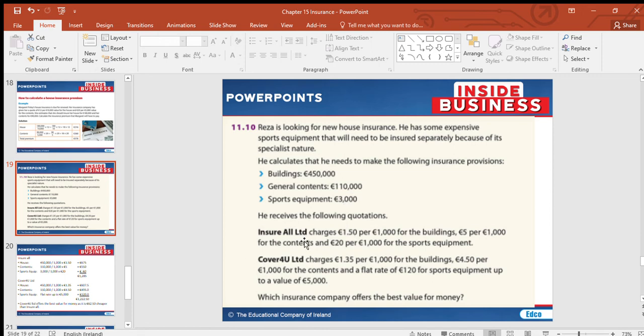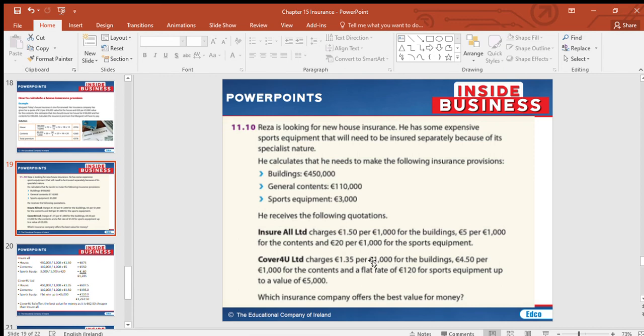So he receives two different valuations, one from Insure for All, and the other from Cover for You. Insure All charges €50 per €1,000 for the building, €5 per 1,000 for the contents, and €20 per 1,000 for the sports equipment. Cover for You charges €35 per 1,000 for the buildings, €450 for the contents per 1,000, and a flat value of 120 for sports equipment up to the value of 5,000. And the task here would be to find which insurance company offers the best value for money.